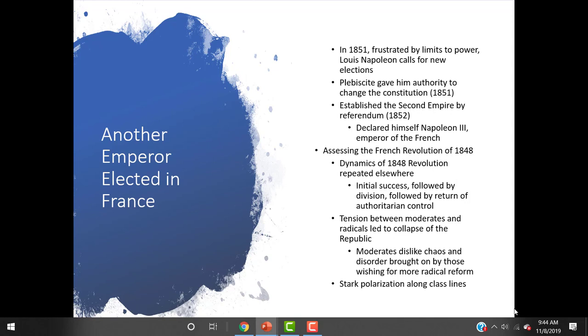He is assessing the French Revolution. Well, the dynamics of the revolution appeared everywhere in France. The initial successes were followed by division among the troops, followed by return of authoritarian control. The United States was the only one that ever had a successful revolution that didn't resort to dictators and authoritarian rule immediately afterwards. The tension between the moderates and the radicals led to the collapse of the Republic. Oh, surprise, right? The moderates disliked the chaos and disorder brought on by these people who were wishing for a more radical reform. And there was a polarization right straight down across class lines. And you know what that's going to do.